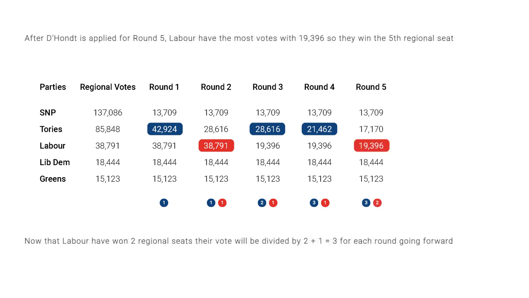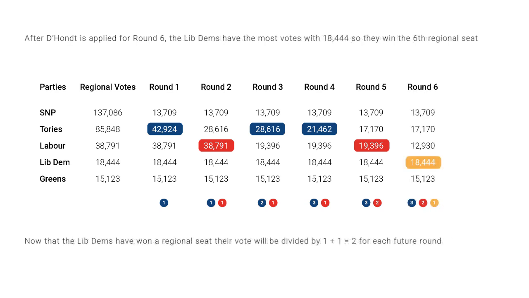After D'Hondt is applied for round 5, Labour have the most votes with 19,396, so they win the 5th regional seat. Now that Labour have won 2 regional seats, their vote will be divided by 2 plus 1, making 3, for each round going forward. After D'Hondt is applied for round 6, the Lib Dems have the most votes with 18,444, so they win the 6th regional seat. Now that the Lib Dems have won a regional seat, their vote will be divided by 1 plus 1, making 2, for each future round.